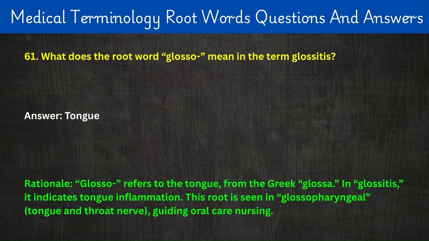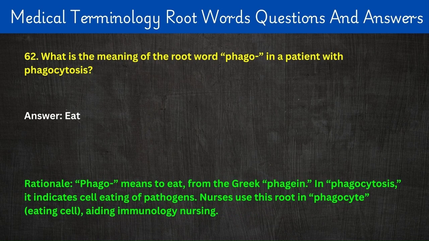Answer: tongue rationale. Glosso- refers to the tongue, from the Greek glossa. In glossitis, it indicates tongue inflammation. This root is seen in glossopharyngeal, tongue and throat nerve, guiding oral care nursing. 62. What is the meaning of the root word phago- in a patient with phagocytosis?